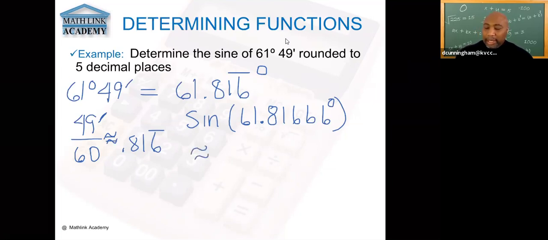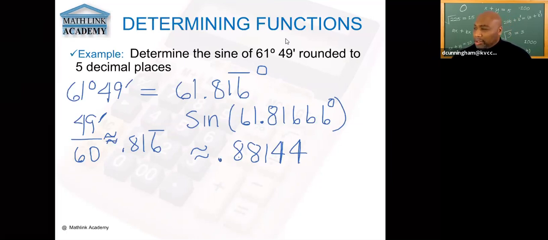The approximation is not exact. I think it should end up with 0.88144. And so let's look at how many decimal places we have: 1, 2, 3, 4, 5. And so that rounds to 5 decimal places, and that's what I have. So make sure you get the same thing.